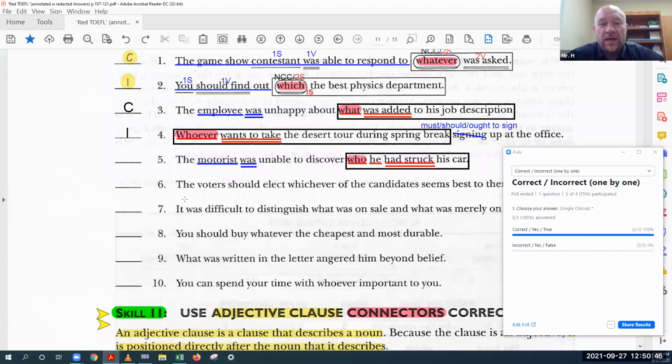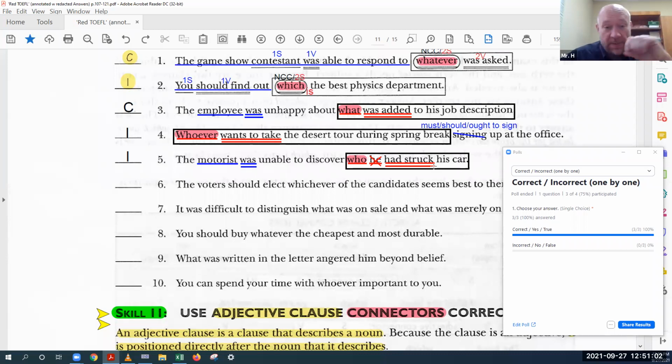Okay. There's your clause. And yes, you're right, it's incorrect. So how do I fix it though? I delete he. Exactly. Okay. What about the verb? Had struck.